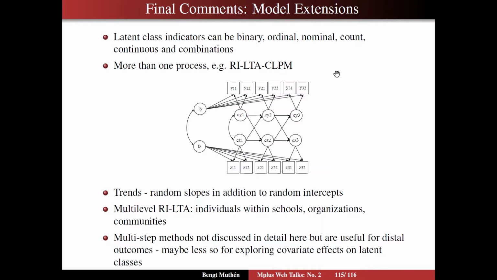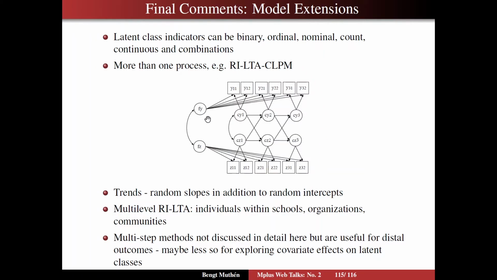And you can also think of other possibilities, extensions of the LTA. We talked about distal outcomes, but it could be an outcome that's really a process like a growth model or a growth mixture model that you combine this with. And we've talked about intercept modeling here, random intercept modeling, but you could also add random slopes to capture trends of some kind. And of course, there's the possibility of multi-level RI-LTA, where you have individuals within schools or other groups, other clusters.